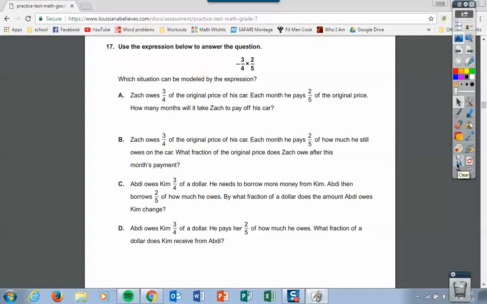Which situation will be modeled by the expression of -3/4 times 2/5? Zach owes... Anytime I see "owes," it's going to tell me that's probably going to be some negative number, so that's a good sign there. Zach owes 3/4 of the original price of his car. Each month he pays 2/5 of the original price. How many months will it take Zach to pay off his car?